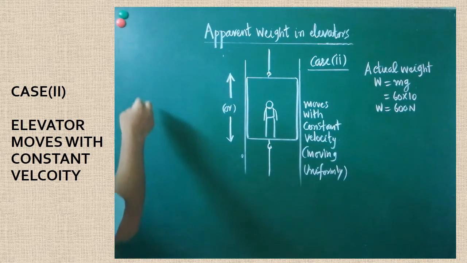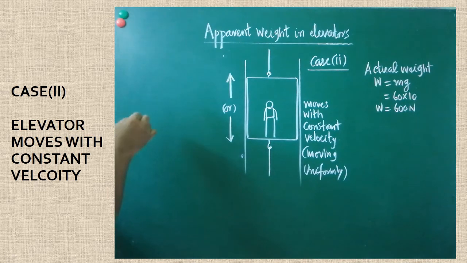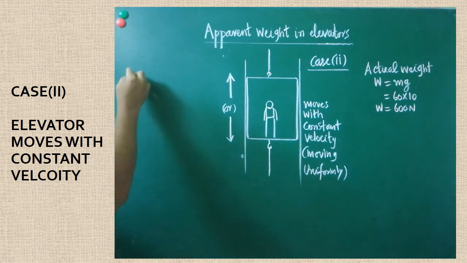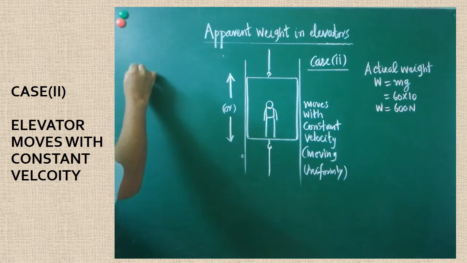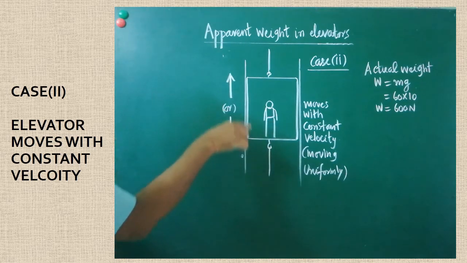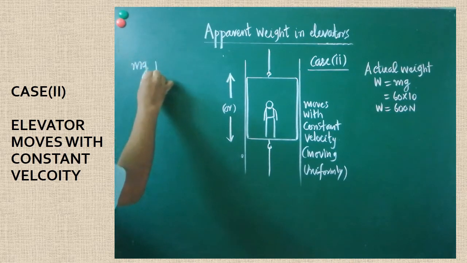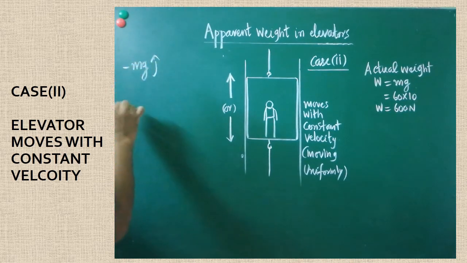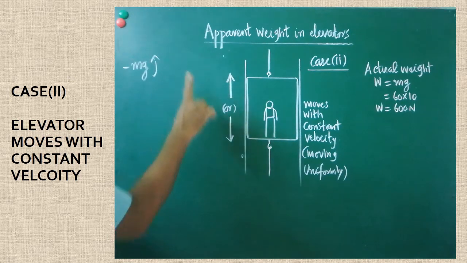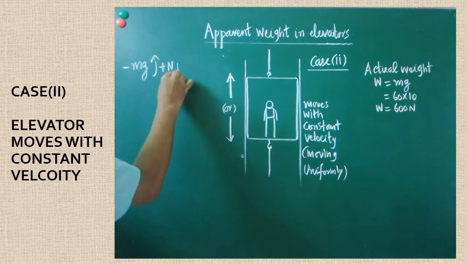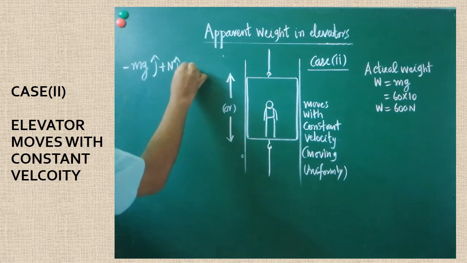Now we have to calculate whether any apparent weight is seen in case 2. First we have to apply Newton's second law. Already we know that there are two forces acting on the body. So let us write both forces, they have to be equated. Listen here, the downward force is acting in the negative y direction, therefore minus mg j cap must be written. Upward normal reactional force is acting in the upward direction, therefore N j cap must be written. This is equal to ma.